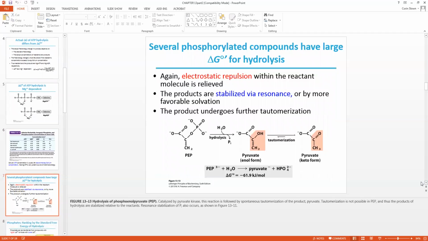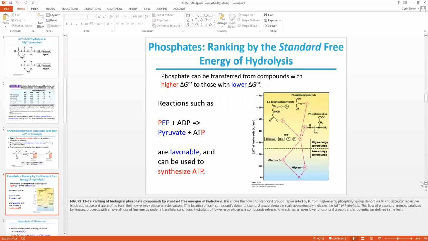If you look at phosphorylated compounds in general, they're going to have a large delta G for hydrolysis. So if you think about electrostatic repulsion, that makes sense. So by doing hydrolysis, you're relieving electrostatic repulsion. And because the products are stabilized via resonance or by more favorable solvation, you can actually also potentially see further tautomerization, right, to form the keto versus enol form. And that too can contribute to a larger delta G that's negative.